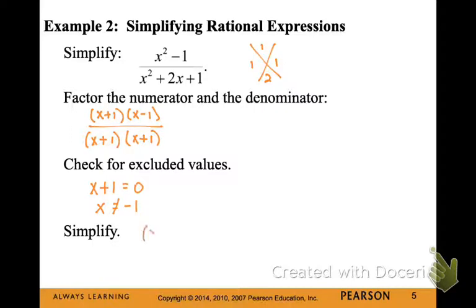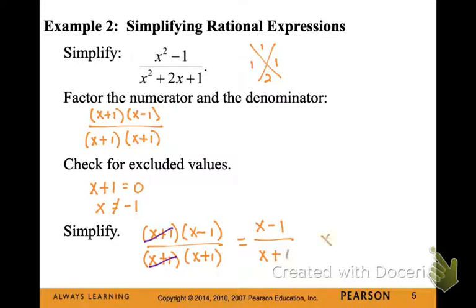Now to simplify, you'll take your rational expression, x plus 1 times x minus 1, over x plus 1 times x plus 1, and we'll divide out common factors. These are expressions that are exactly the same. We can divide out one pair of x plus 1. So our final simplified rational expression is x minus 1 over x plus 1. And then we include our excluded values, our domain exclusion. We say x cannot equal negative 1. And together, that is our answer for our simplified rational expression.